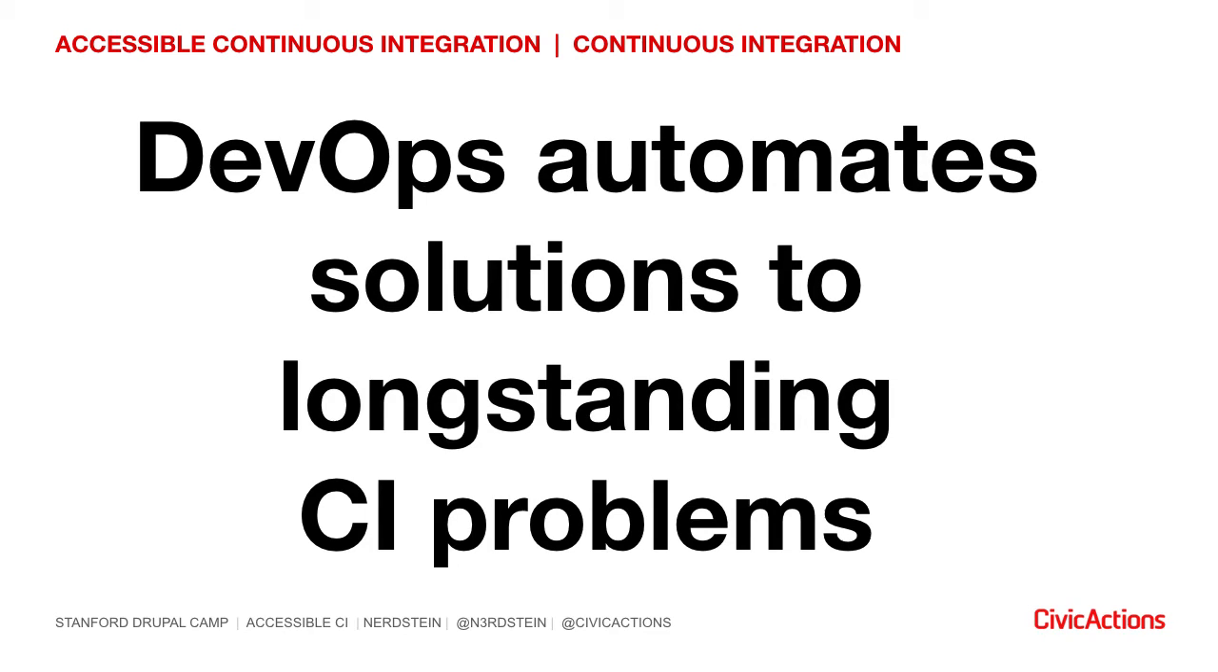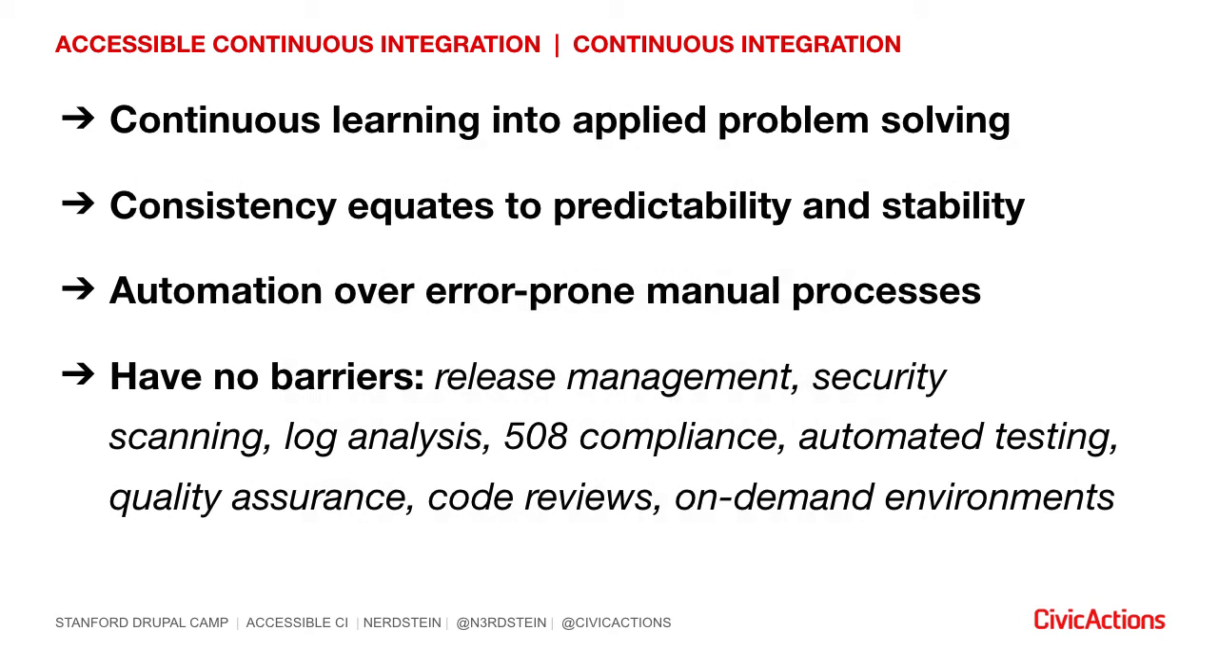DevOps automates solutions to long-standing continuous integration problems. So what is continuous integration? Well, we're going to apply continuous learning principles and we're going to solve problems. We're going to practically solve them. And the whole idea is if we have more consistency in how we work, that's going to equate to more predictability and more stability in how we operate.